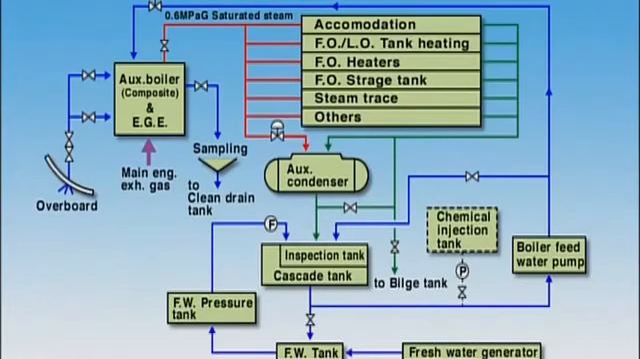There are two types of water treatment: external and internal. External treatment relies on external equipment, while internal treatment is conducted by injecting chemicals into the boiler. Let's begin by looking at some of the typical equipment used for external treatment.